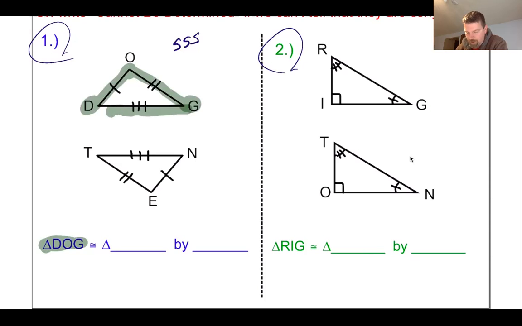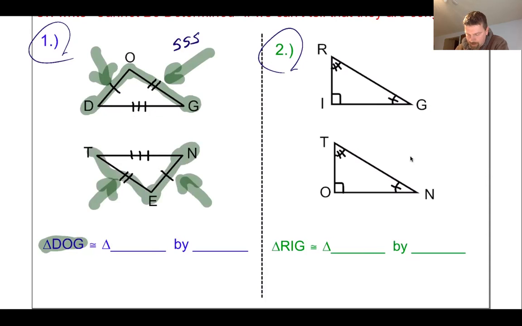So if I started at D to O to G, see how that followed along the one tick mark line and then the two tick mark line? So to name the other triangle in the same order, I'm going to have to follow that same one tick mark to two tick mark line from N to E to T and then back. So triangle DOG is congruent to triangle NET. Why do I know that's true? By side, side, side.